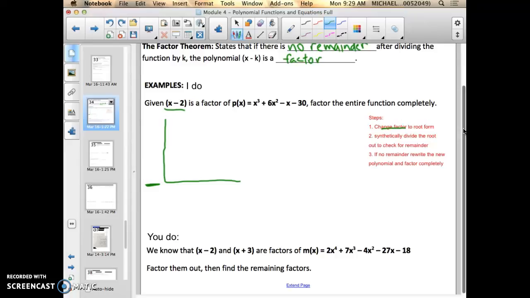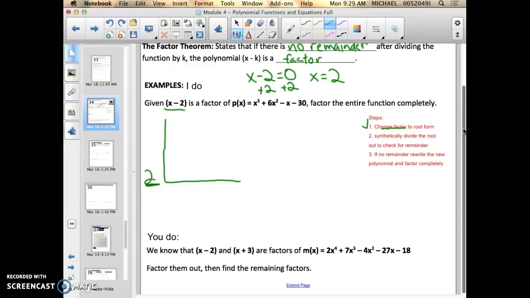So I can set my factor x minus 2 equal to 0 and solve for x. Plus 2, x equals 2 is the root form. So I now put 2 outside of my synthetic division box. So I've just done step 1. So that should be on a test or a quiz.